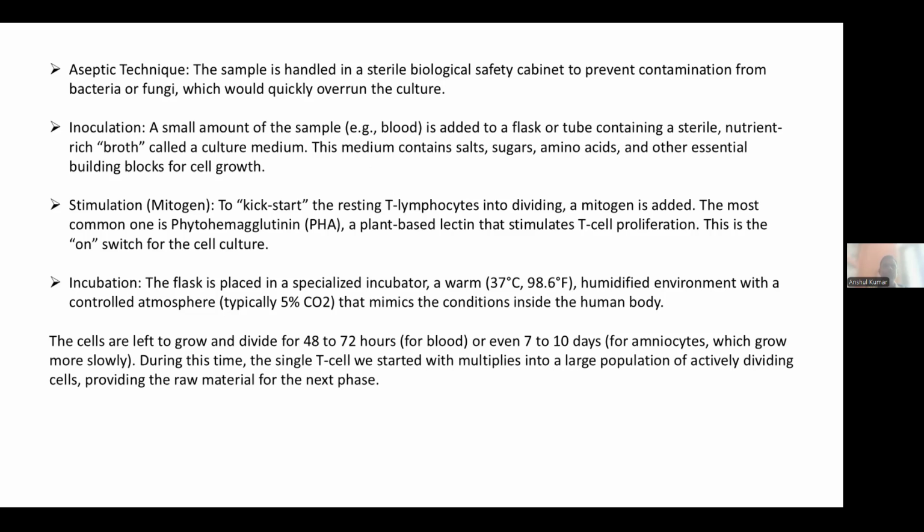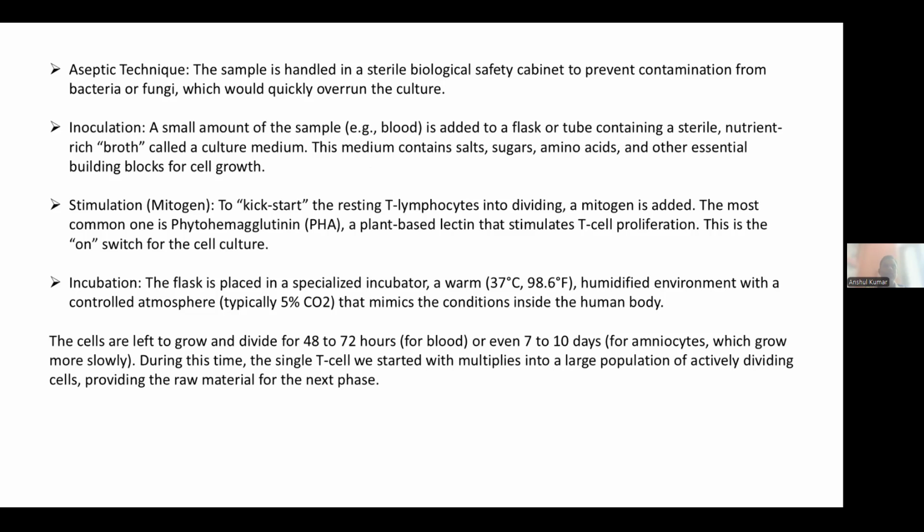Inoculation: a small amount of the sample, for example blood, is added to a flask or tube containing a sterile nutrient-rich broth called a culture medium. The medium used for this is RPMI 1640, which contains essential nutrients, growth factors, and stimulants, which help it to shift from the resting stage to the growing and dividing stage. This medium contains salts, sugars, amino acids, and other essential building blocks for cell growth.